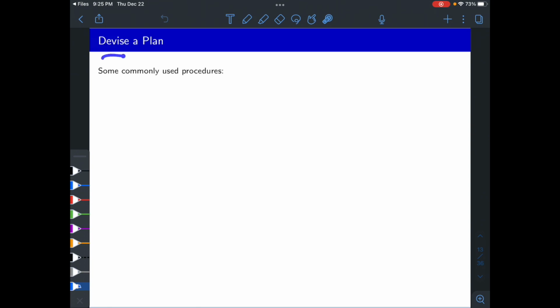For devising a plan, there are some commonly used procedures for coming up with your plan. Making a list of all the known info can be helpful if you're just trying to organize your thoughts. Make a list of the info that is needed to solve the problem. So, you have your known stuff and then your stuff which you kind of need to figure out in the problem. That just kind of helps you organize your thoughts a little bit more.